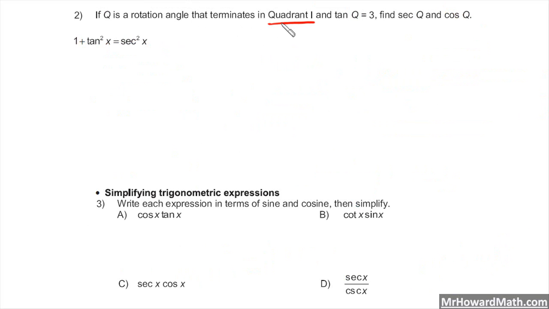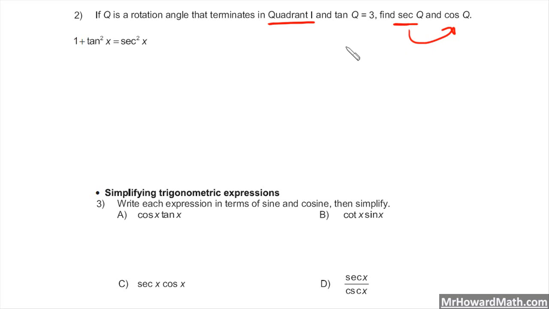so that's important, that means all the trig values should be positive, and tan Q is equal to 3, find secant Q and cosine Q. So Q is the variable for our angle in this case. So we want to find an identity that puts tangent and secant together, because if we can find secant, from that we can find cosine, because secant and cosine are reciprocal.